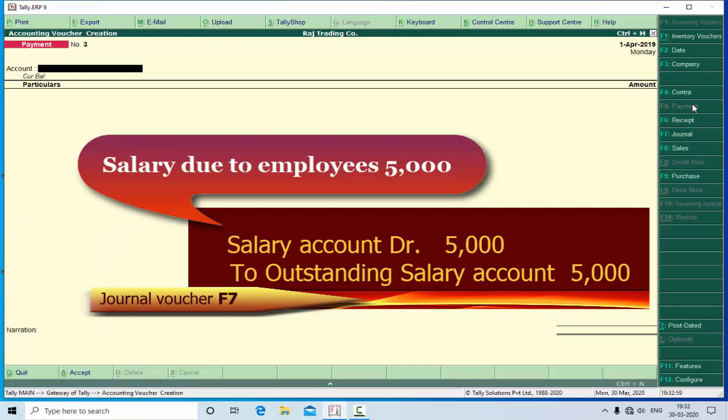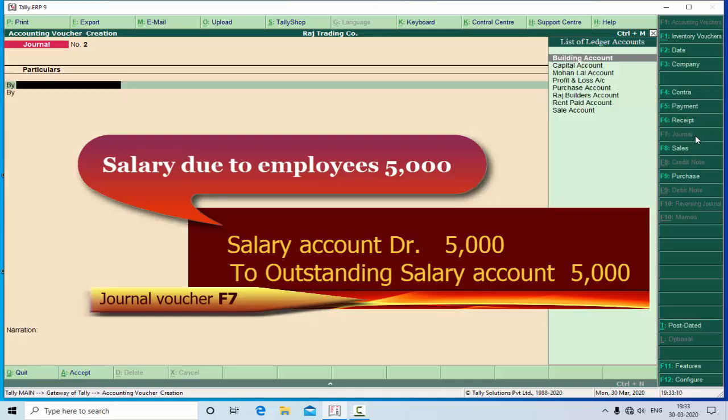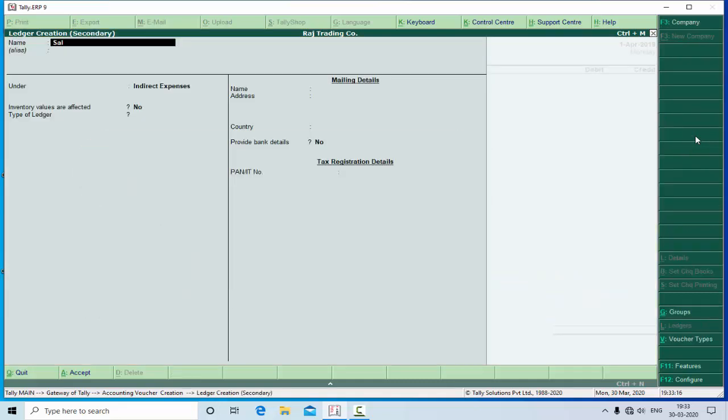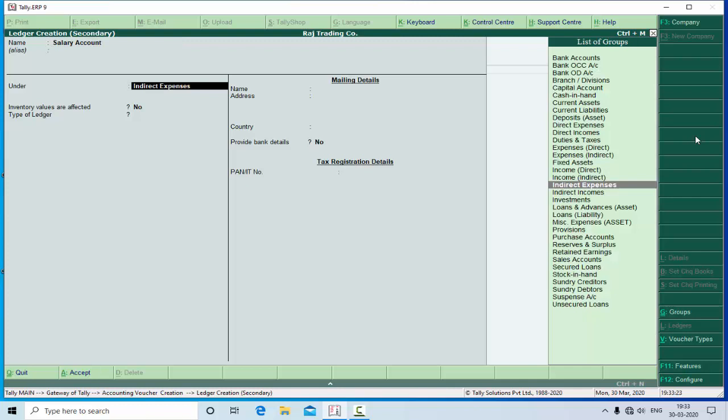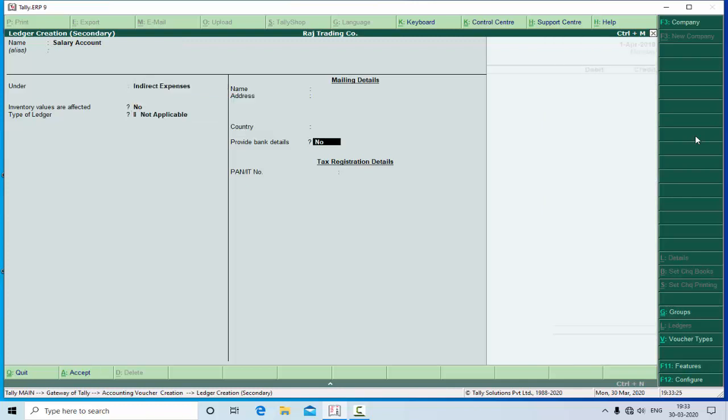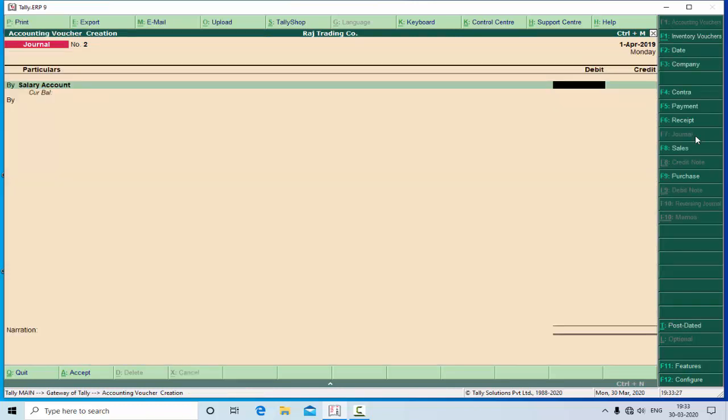So we will pass this entry in the journal voucher, because this entry is not related to receipt voucher, payment voucher, contra voucher, sale voucher, or purchase voucher. All entries which are not related to these vouchers will be recorded in the journal voucher. So create the account of salary. It is also an expense of the business, indirect expense. Mostly expenses of the business are indirect, and enter the amount here, 5,000.